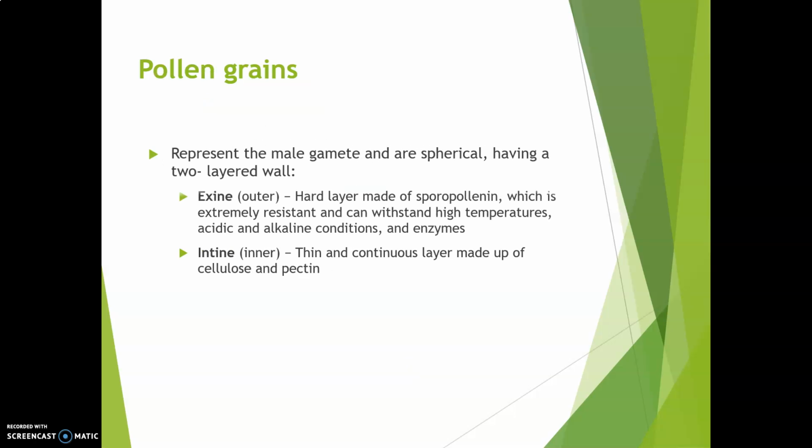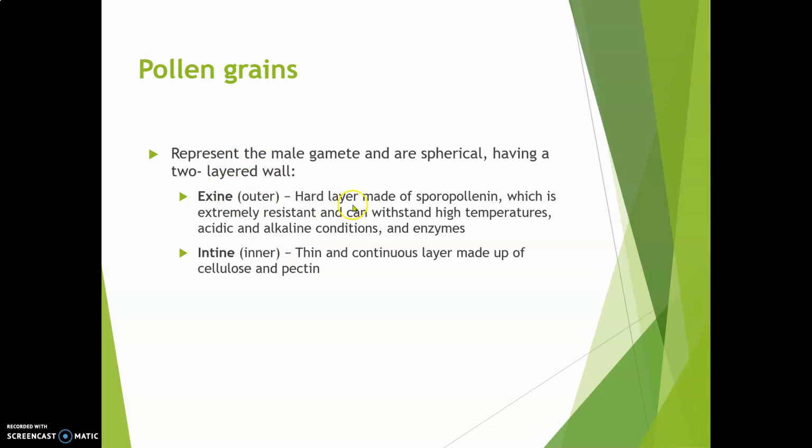Now let's discuss pollen grains. Pollen grains is the name that you must have heard a lot, but here we are going to discuss them in detail. They represent the male gametes and are spherical. They have a two-layered wall. The outer layer is called the exine, while the inner layer is called the intine. Pollen grains are actually the male gametophytes containing the male nuclei. As we were discussing, they contain two layers, exine and intine.